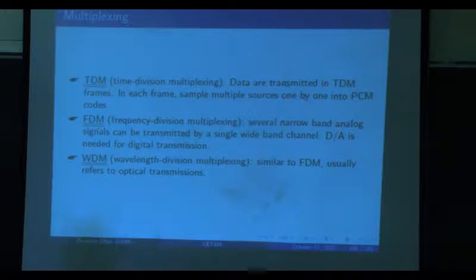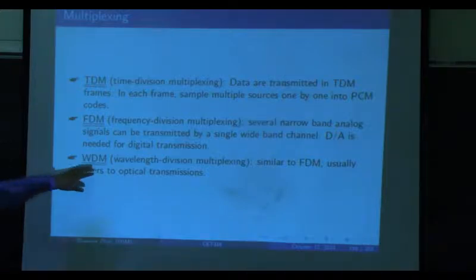Multiplexing, basically we have three types. The first one is called time division multiplexing. That means data are transmitted in frames in time. In each frame, samples of multiple sources, one by one, will be coded into PCM code. We are going to use the example in the next slide to show how we do this. The second type is called frequency division multiplexing.